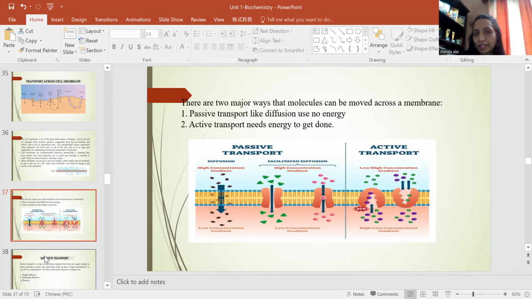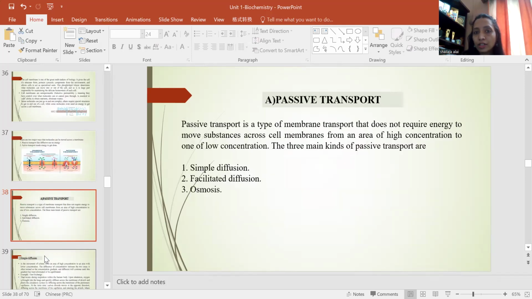So let's move towards passive transport. It does not require any kind of energy to move the substance from one side of the cell membrane to the other. There are different kinds of passive transport: simple diffusion, facilitated diffusion, and osmosis. Let's look at them one by one. Let's move towards simple diffusion.